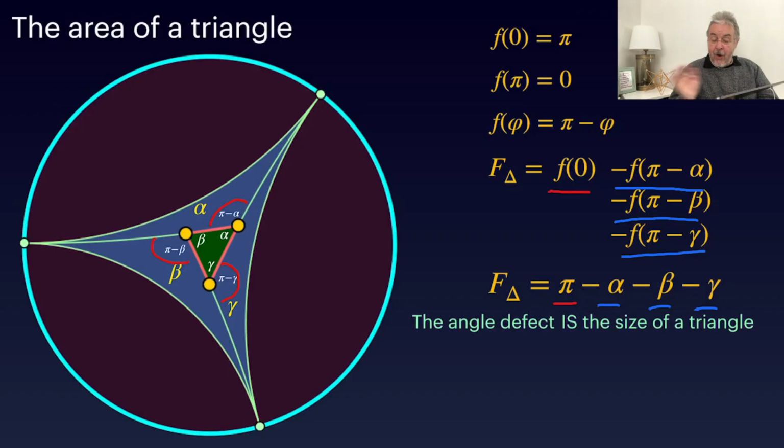So all in all, we can put everything together and really see that the angle defect does not only qualitatively relate area and angles, it really does it quantitatively. It is the size of a triangle. So you see, you have interesting triangles in the hyperbolic plane which completely behave differently from Euclidean triangles.